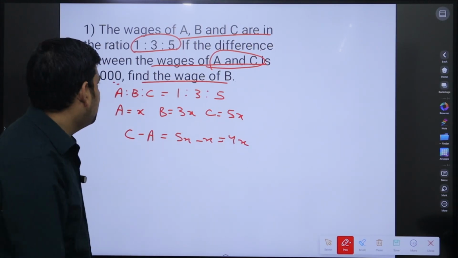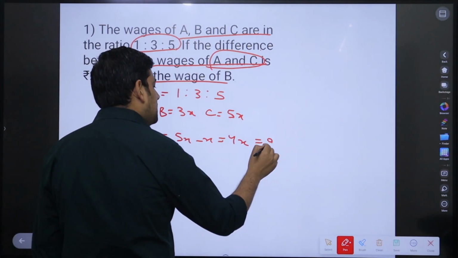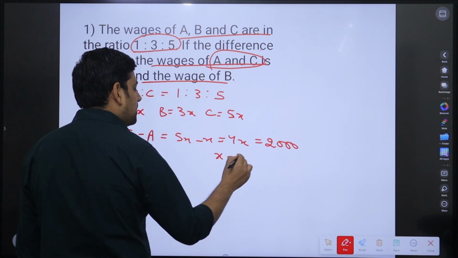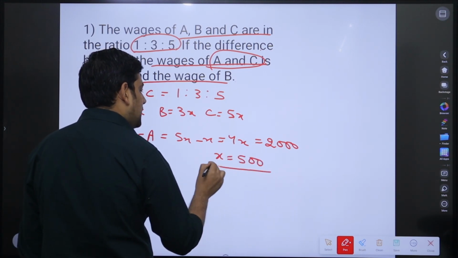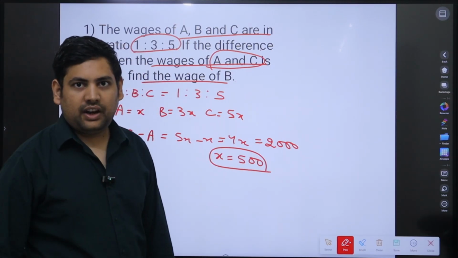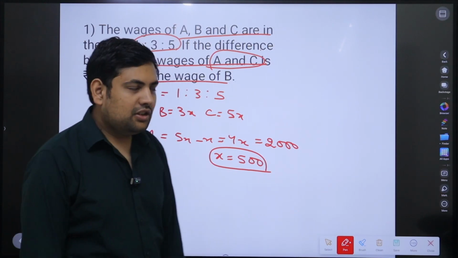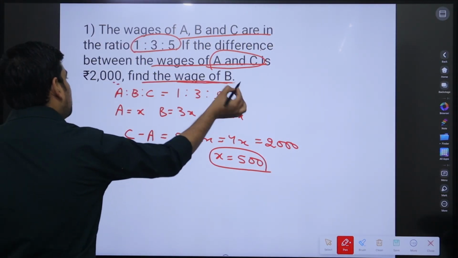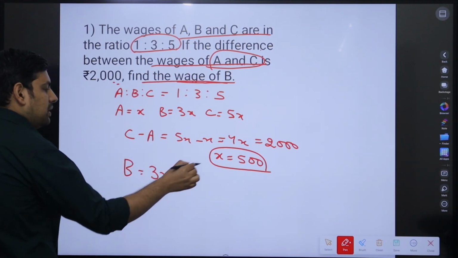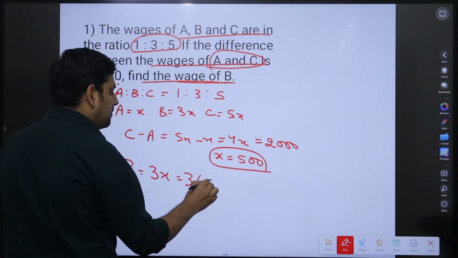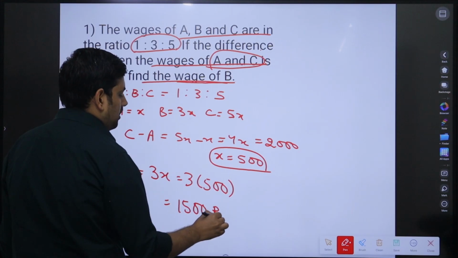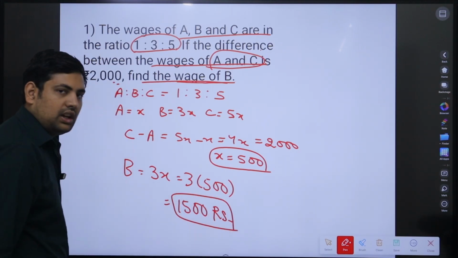This is the difference between them. This is given equal to 2000. If 4x is equal to 2000, then x becomes 500. Now you have gotten the value of x. It asks you to find the wage of B. So B was equal to 3x. In place of x, I can place 500. So it becomes 3 into 500. Answer is 1500 rupees.